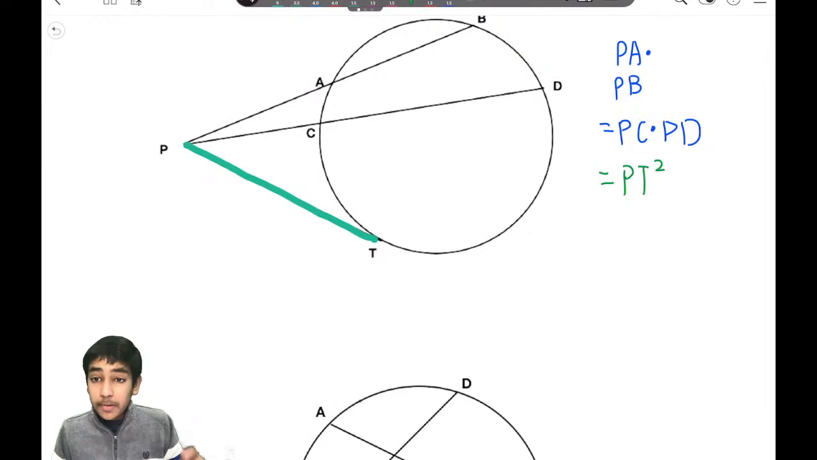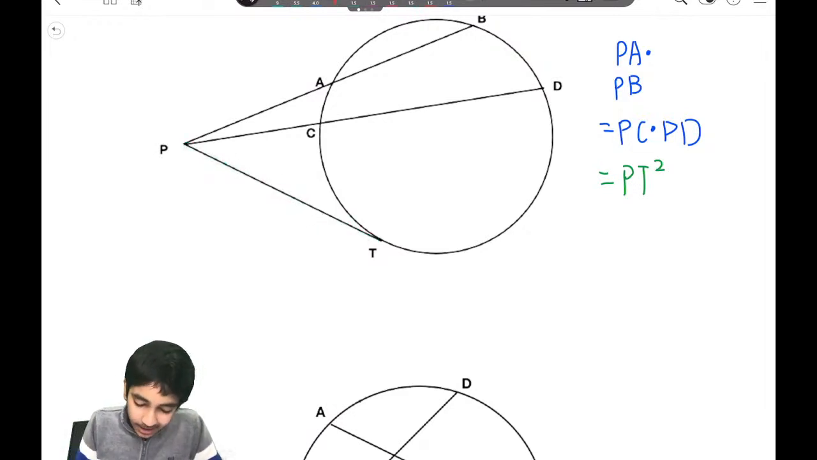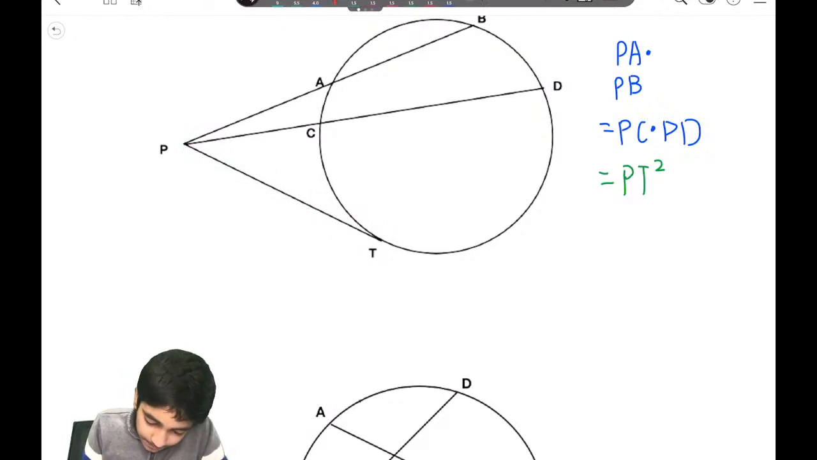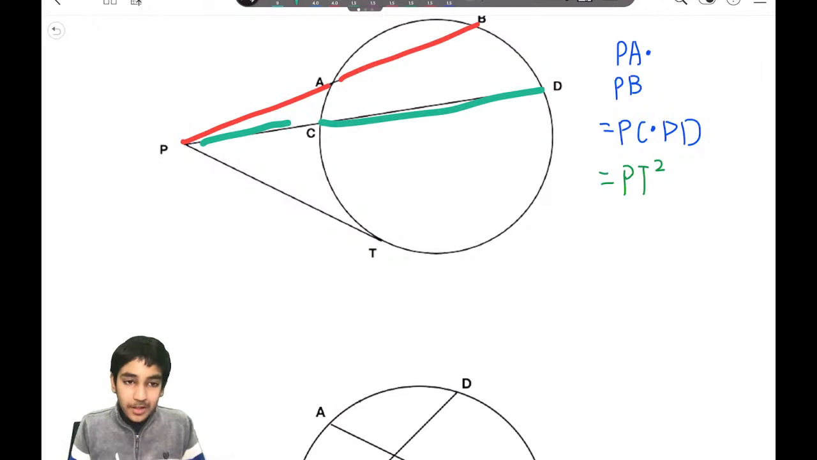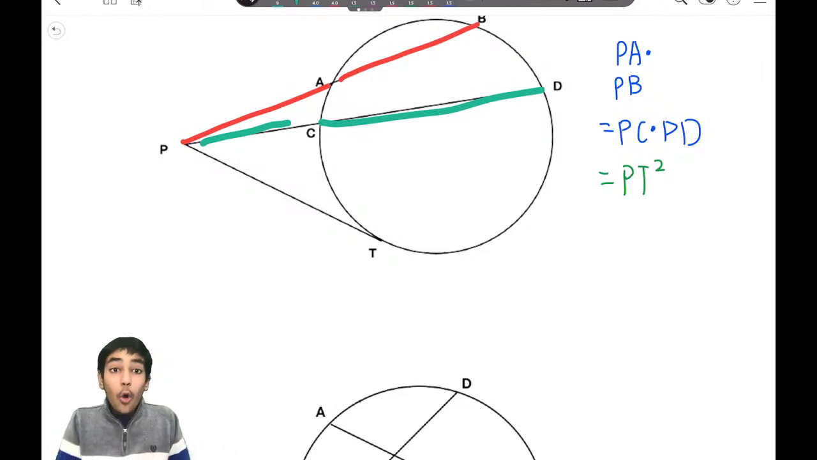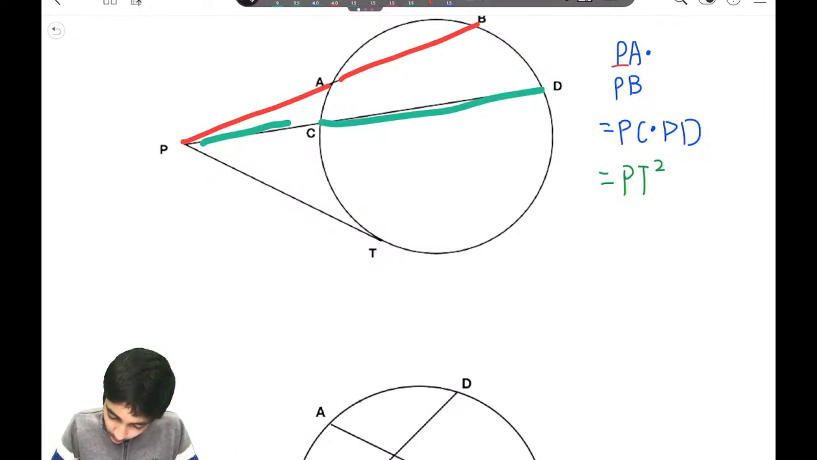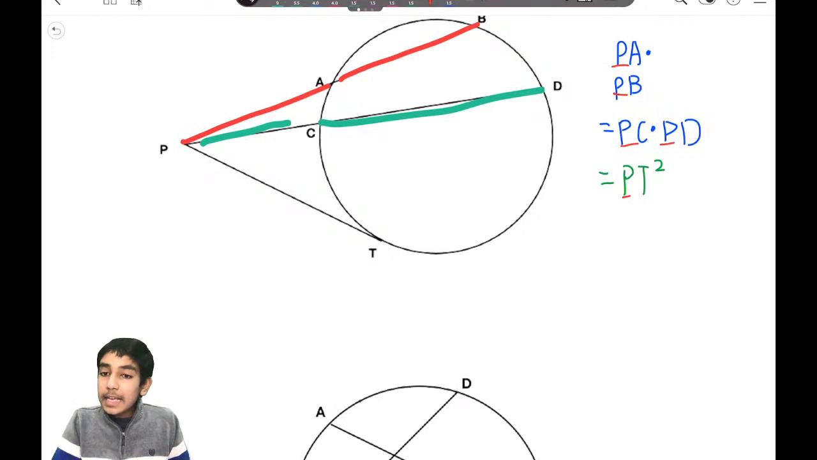But a very common mistake in Power of a Point, a very common mistake that I made a few years back, is that I thought Power of a Point means PA times AB is going to be equal to PC times CD. That's wrong. Be very careful of that. Product of segments is not equal. It's the whole thing. And the good way to remember this is that all your terms should have P in them. It should not be PA times AB. It should be PA times PB.